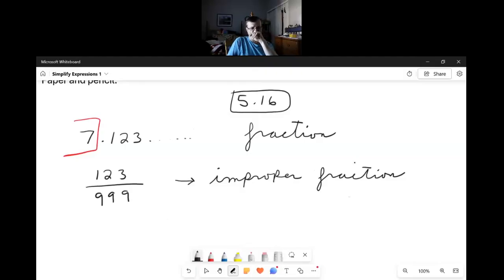All right, how to reduce this bad boy? Well, there's a trick here. How do you know if a number is divisible by 3? Add the digits, you get 6. If the summation is divisible by 3, then the whole number is divisible by 3. So I can use 3 to start.